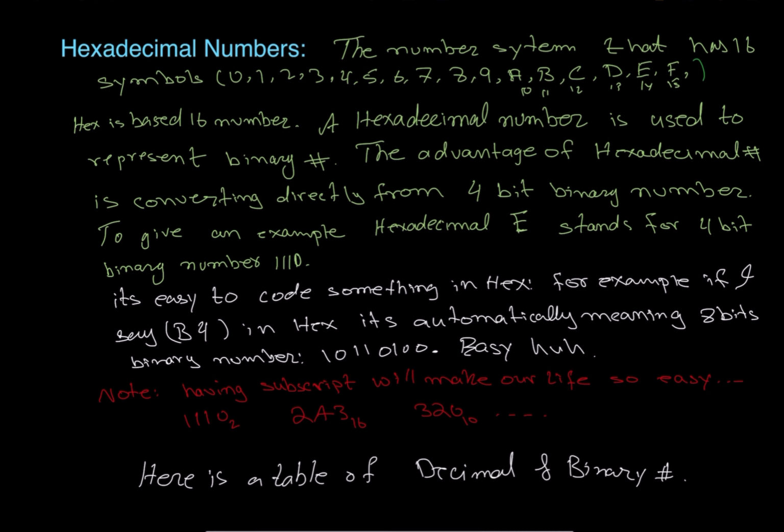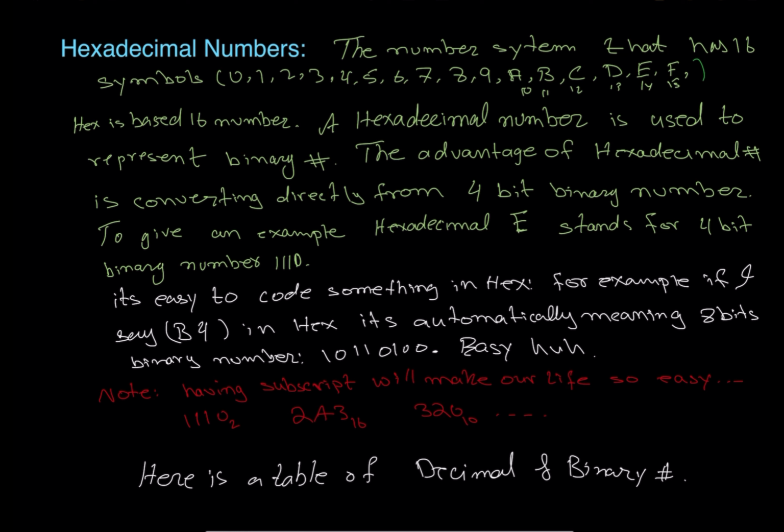So the hexadecimal number system is a system that uses from 0 to 9, then follows up with A, B, C, D, E, F. So you have the 16 symbols for the hexadecimal system. Or we can say the hexadecimal system is a base 16 number system. It's used to represent binary numbers in a computer or digital electronics.